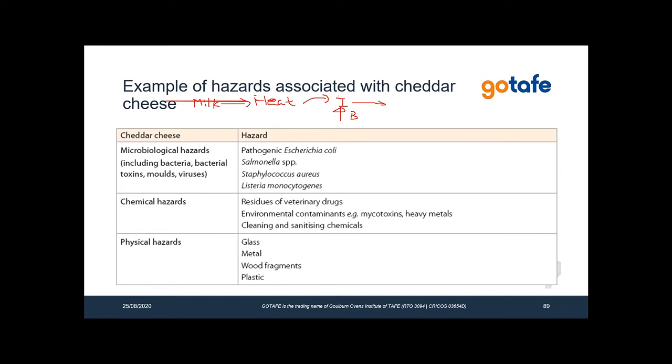So let it ferment, let the pH drop. When it drops to a certain stage, probably from 6.6, 6.7 to roughly 6.2, or 6, then you are going to add some enzyme. The enzyme is called rennet. Rennet is basically going to react with casein and form a gel structure. We call that gel the cheese curd.